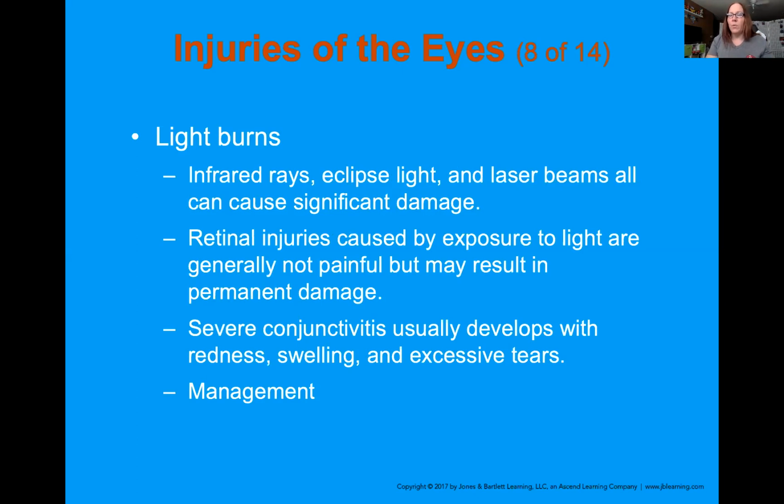Light burns, so from lasers, from looking at the sun, people who are welding without the proper eye protection, they just look away, that still has flashes. That can cause a lot of damage, irritate the conjunctiva a lot, and then they end up having swelling and they can lose their vision because of it.